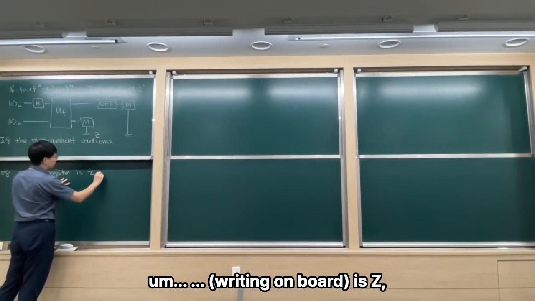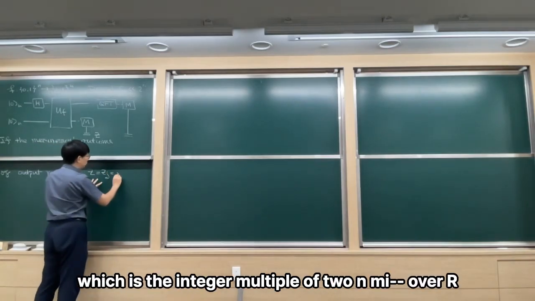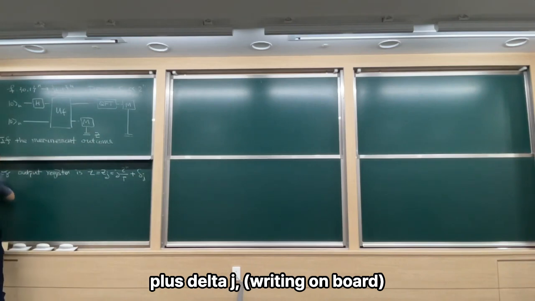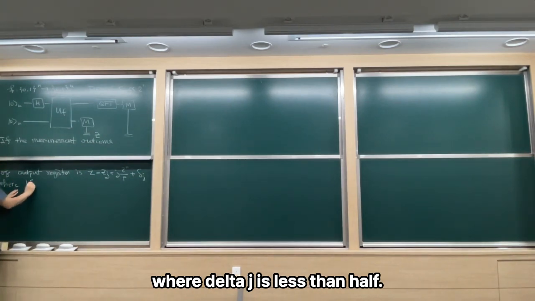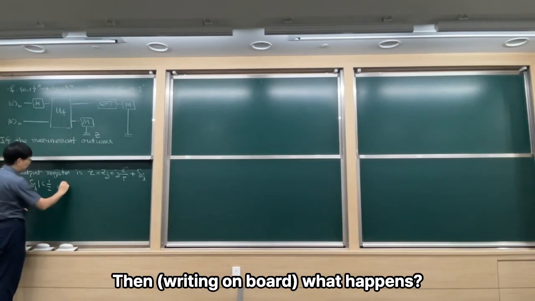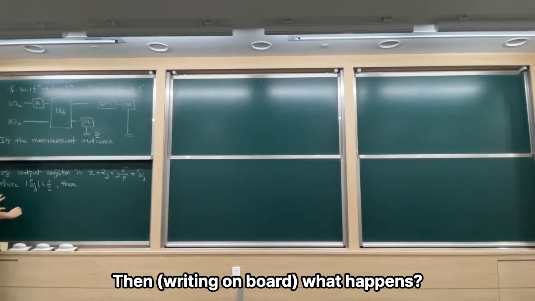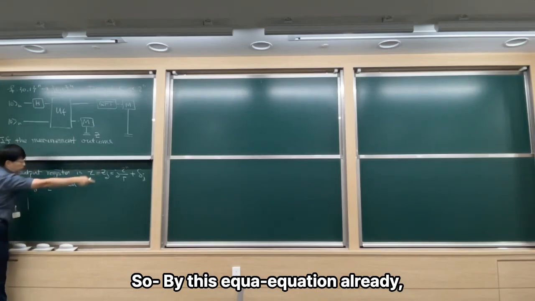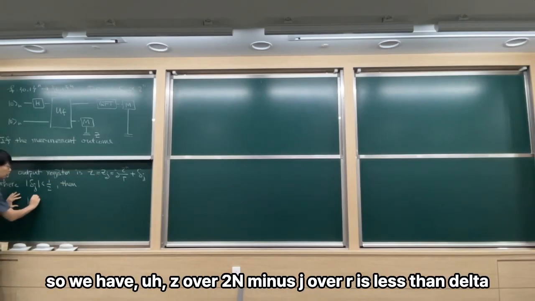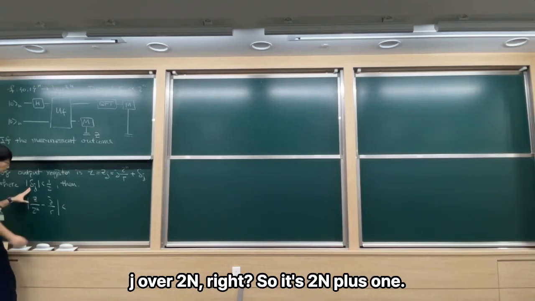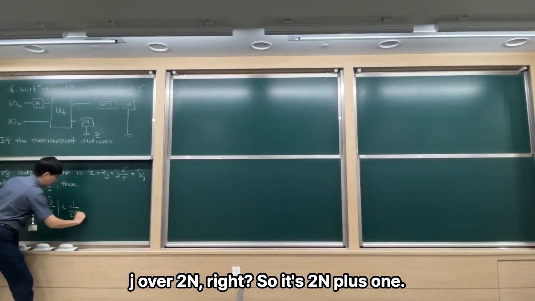is z, which is zj, the integer multiple of 2^n over r plus delta j, where delta j is less than half. Then what happens? By this equation, we have |z over 2^n minus j over r| less than delta j over 2^n, right? So it's 2^(n+1). So we know this.